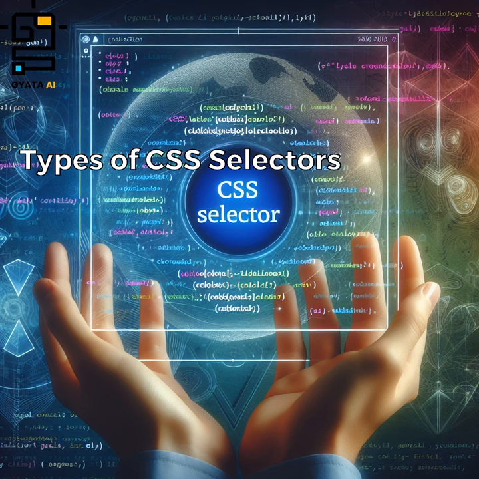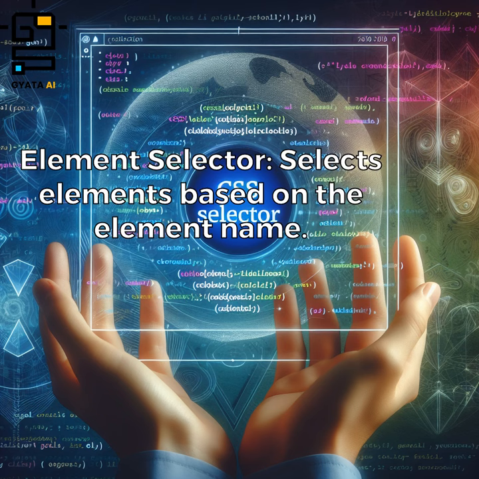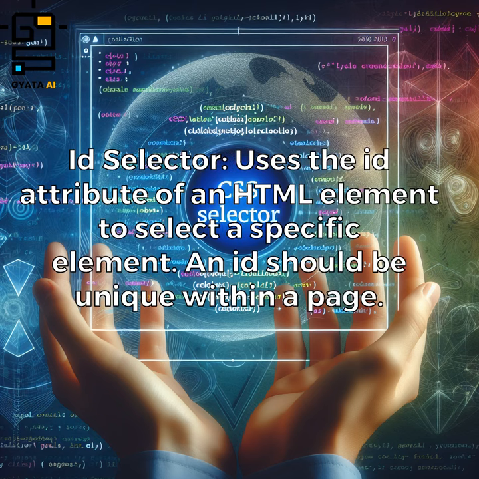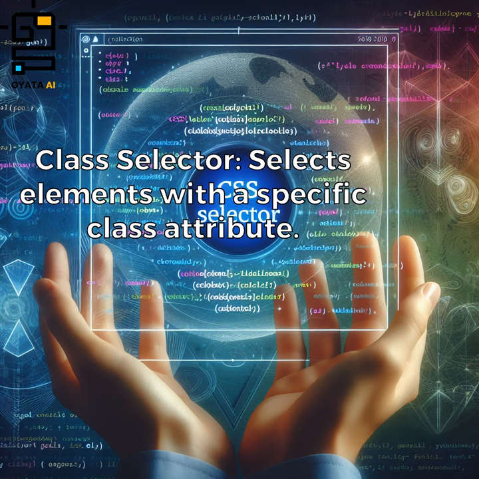Types of CSS selectors. Element selector selects elements based on the element name. ID selector uses the ID attribute of an HTML element to select a specific element. An ID should be unique within a page. Class selector selects elements with a specific class attribute.